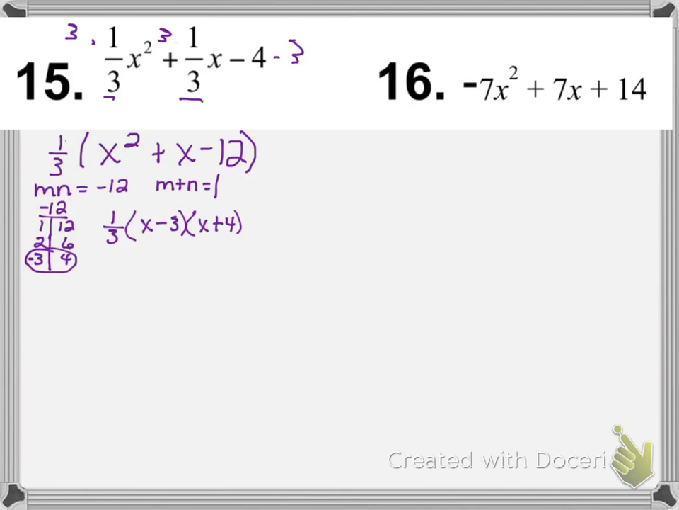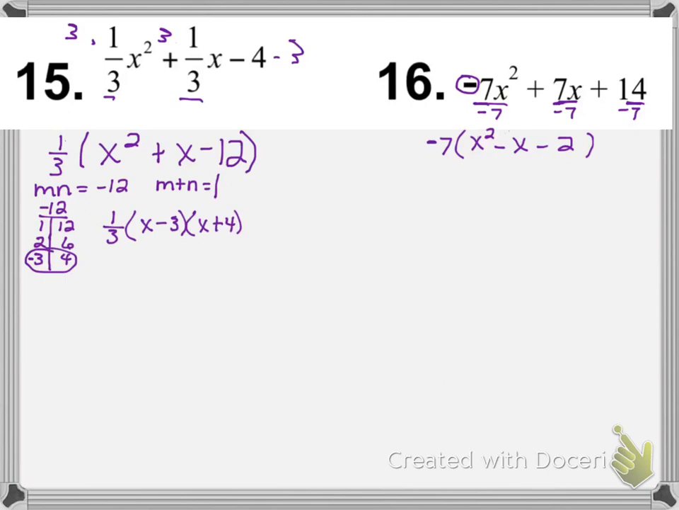On this next one, there's a couple of things that we have to do. GCF, if we look at 7, 7, 14, then we know our GCF is going to be 7. Since we have a leading coefficient that's negative, we want it to be positive. So we're going to divide all of this by negative 7. So we have x squared minus x minus 2.